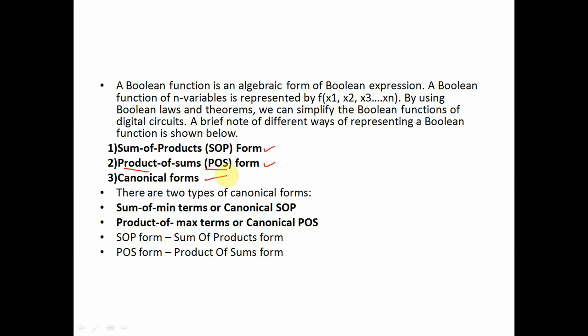Canonical form is nothing but standard form. In this canonical form, if two variables are used, then each term has two variables present. If three variables are used, then each term has three variables present. There are two types of canonical forms: sum of min terms or canonical SOP, and product of max terms or canonical POS.